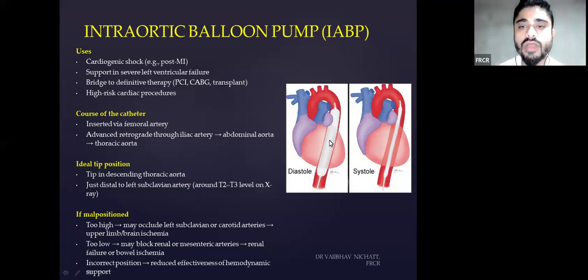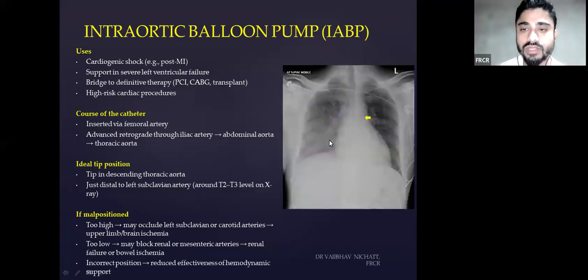This is how the IABP catheter works, and this is how it looks on chest radiograph. This is the only radio-opaque line you will see. If you see such a radio-opaque line in the proximal portion of the descending thoracic aorta, then you have to say that this is the IABP catheter.